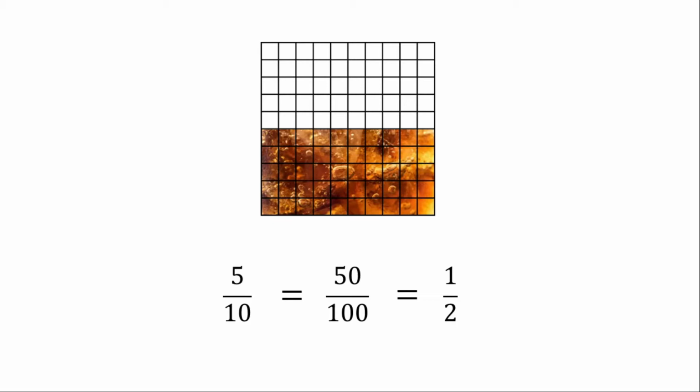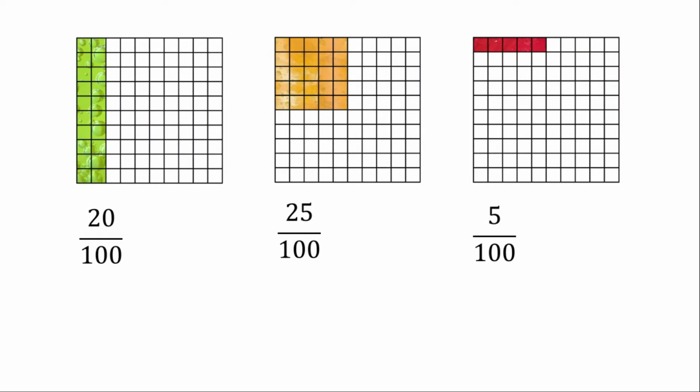What's neat about this is that now I know that 1/2 can be represented in hundredths as 50 hundredths, and that's something useful to remember when I'm comparing other fractions and other decimals. What other important fractions should I know about? I think you should know about 20 hundredths, 25 hundredths, and 5 hundredths. Why? Because they are fractions that you might see a lot of in life.